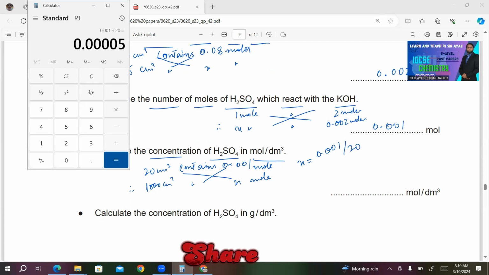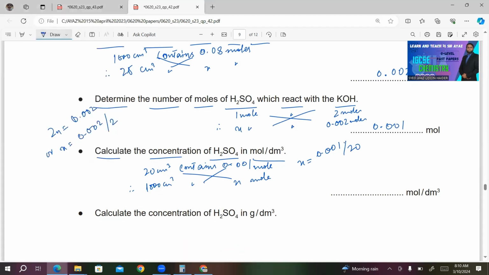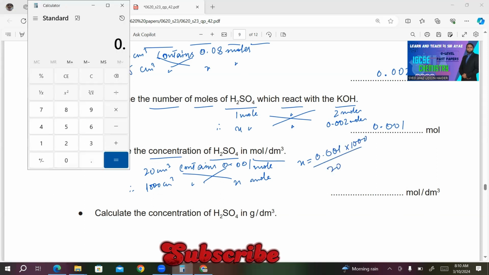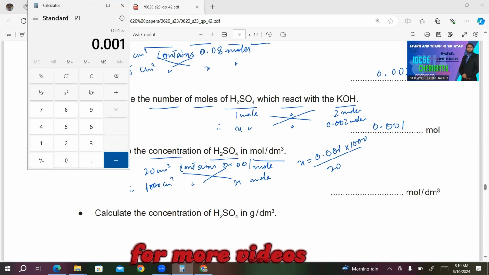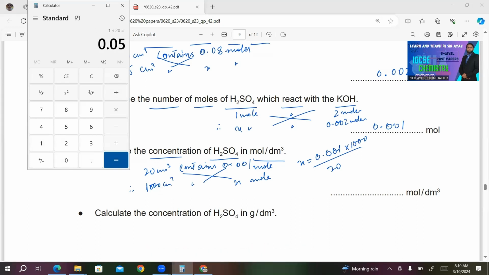So we need to multiply 0.001 by 1000 also. I need to write it again. 0.001 multiplied by 1000, and now it's divided by 20. That gives 0.05 mole per dm cube.